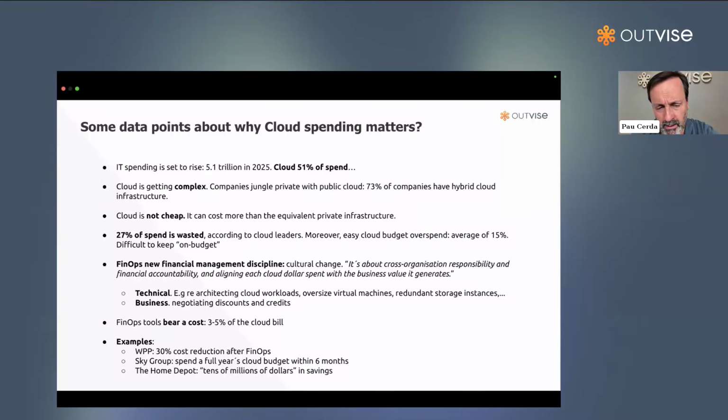So WPP decreased the cost of cloud by 30% thanks to a FinOps initiative. What I was saying before, right? The Sky Group spent the whole cloud budget in 6 months, 2 years ago. And another data point: Home Depot said that they saved tens of millions of dollars thanks to a FinOps initiative, right? So those are some data points.